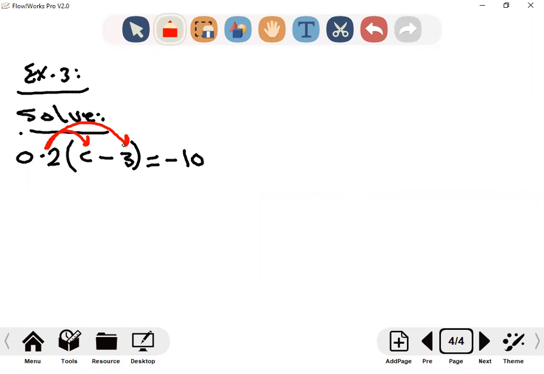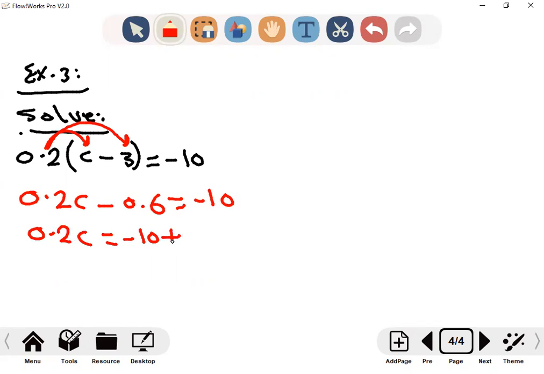Now we distribute 0.2 times C, 0.2 C. 0.2 times negative 3, negative 0.6 equal negative what? 10, right? 0.2 C, shift the 0.6 there. It will be negative 10 plus 0.6. Right? 0.2 C equal.